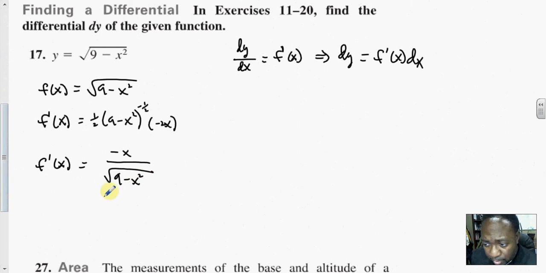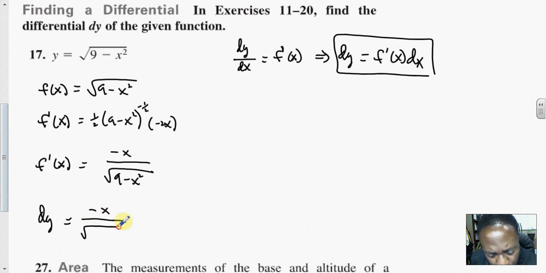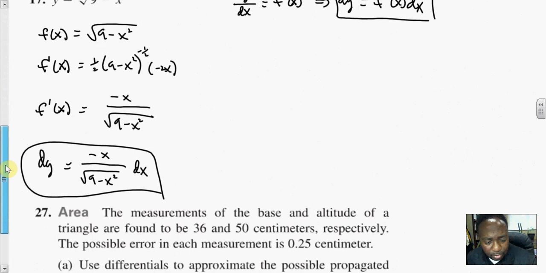So now you're looking for dy. So dy is the derivative times dx. So this is negative x over the square root of 9 minus x squared times dx. And the computer will mark it wrong if you leave off the dx, so you want to be very careful.